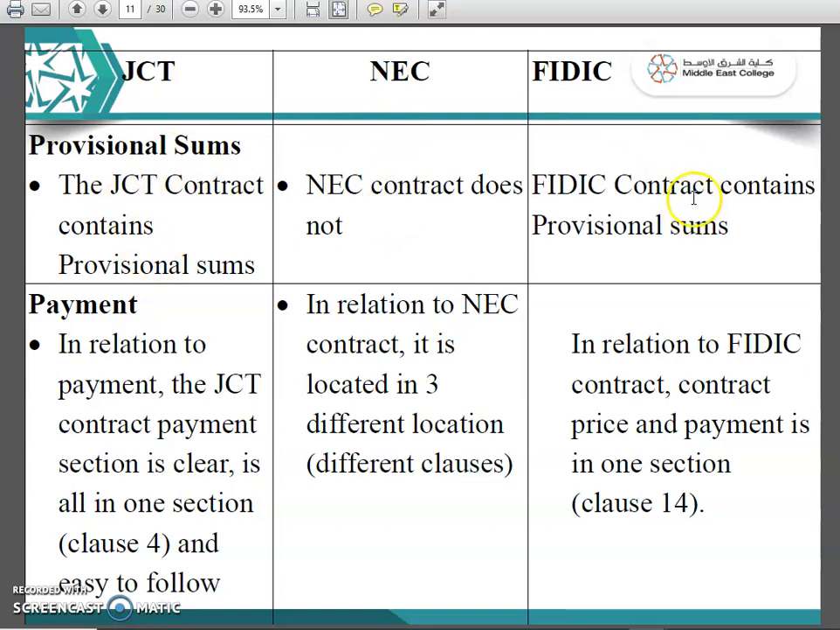Payment in relation to the JCT contract: the payment section is clear, all in one section, clause 4, and easy to follow. But in relation to NEC, it is located in three different locations, so three different clauses are there. In relation to the FIDIC contract, contract price and payment is in one section, so there are 14 clauses.